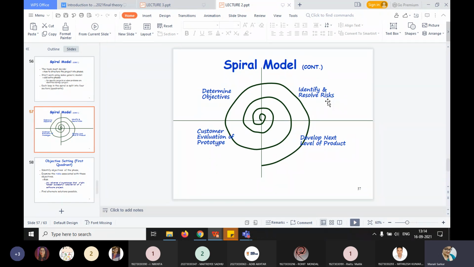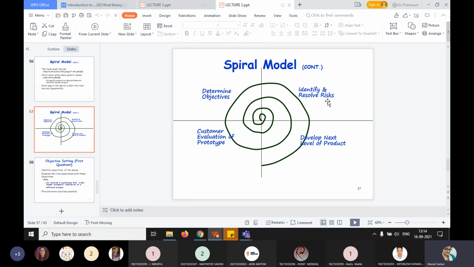And in this phase, we are actually identifying the risks that are present in the project and we are resolving those risks. Because in every project, you will find that there are risks present, even if the risk is small in size, that is not that risky a project. But you will also see that risks are part and parcel of every project.